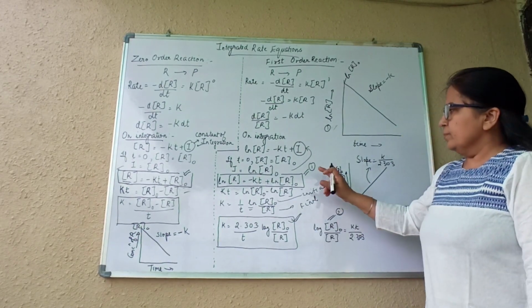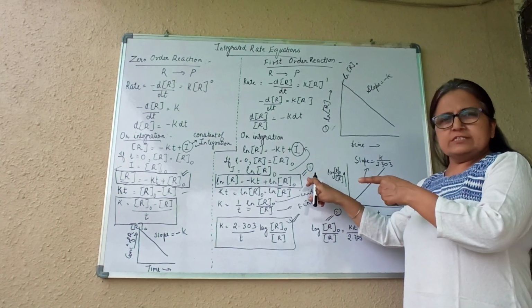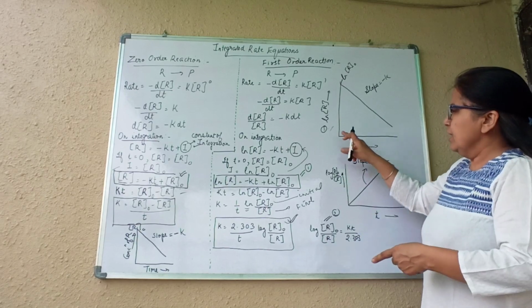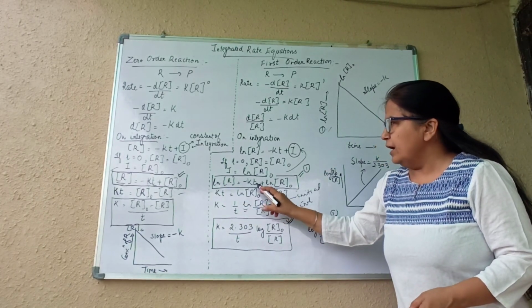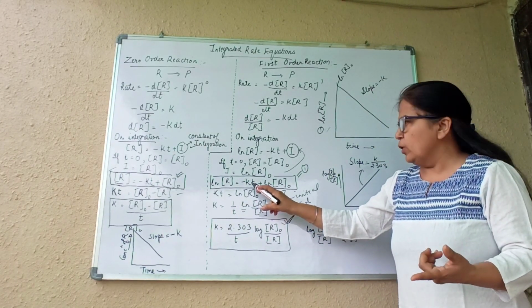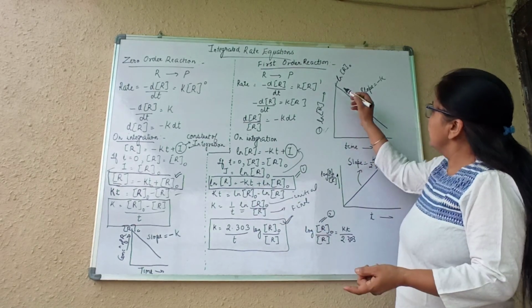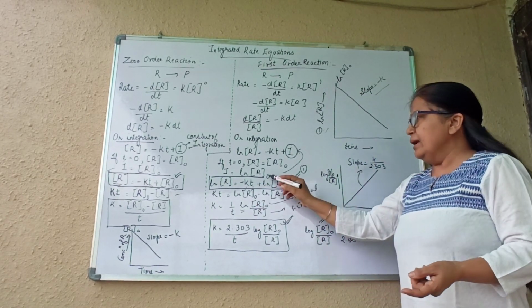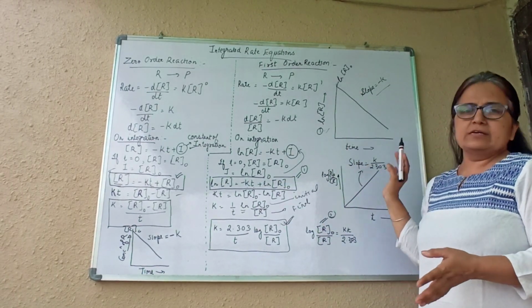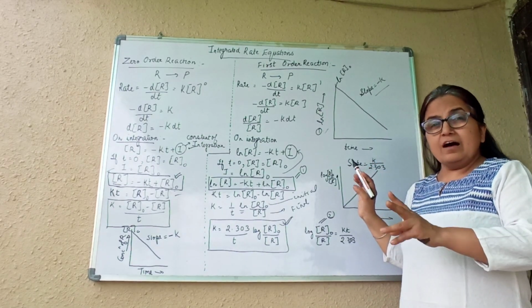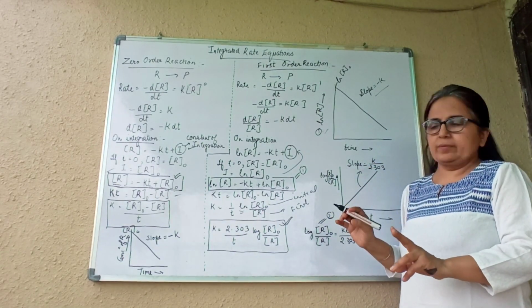Now, with respect to this, we have a graph. See, ln [R] and t, a graph can be plotted. With t, what is there will be my slope and ln [R]0 is the intercept. Got it? These graphs are, please, very, very important.